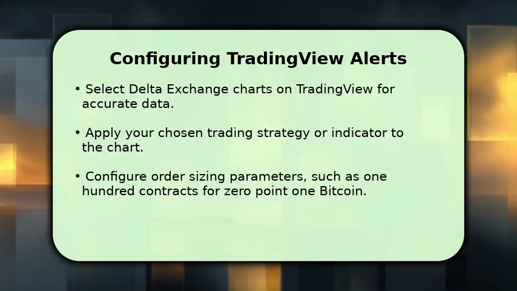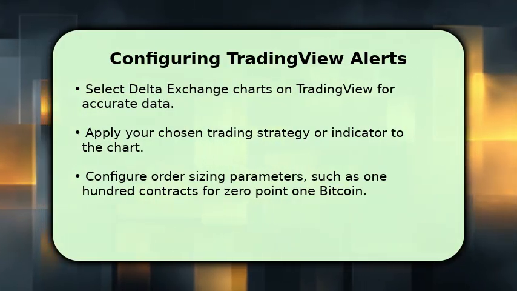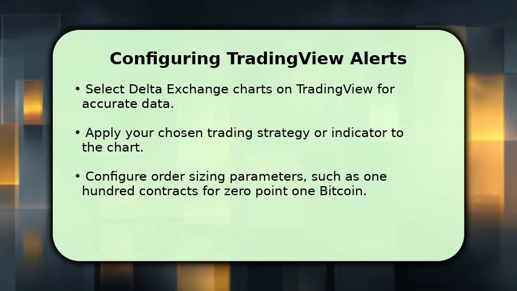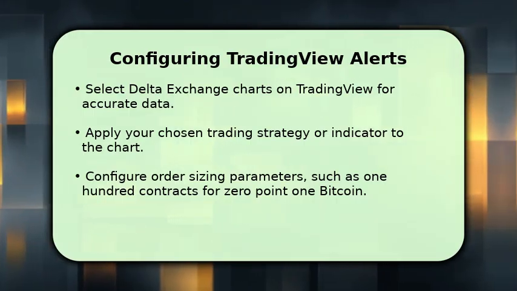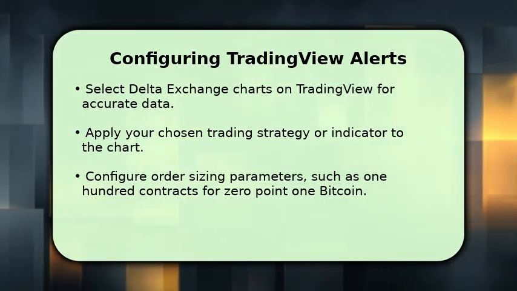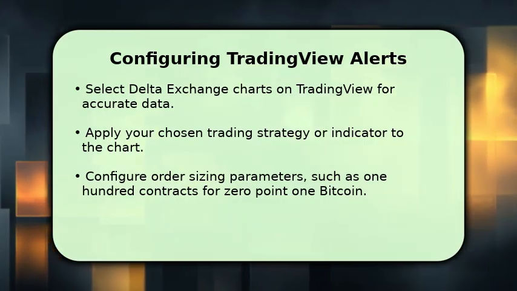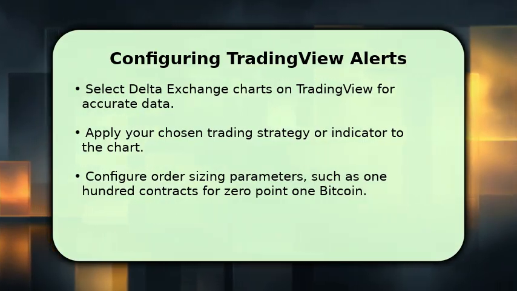Now switch over to TradingView. Ensure you select the correct Delta Exchange charts for the asset you wish to trade, like Bitcoin perpetuals. Apply your preferred trading strategy or indicator to the chart. Next, configure your strategy's order sizing. For example, 100 contracts might equal 0.1 Bitcoin.